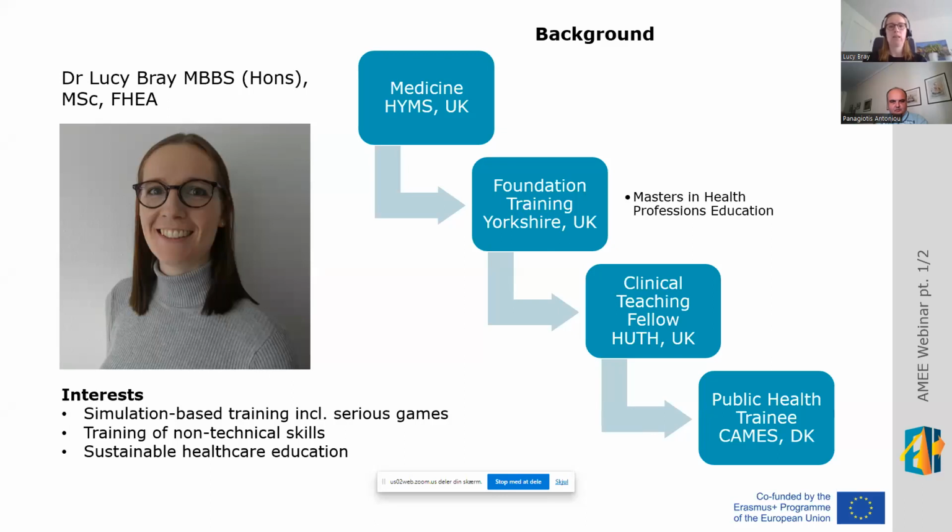I then used this in a year as a clinical teaching fellow at Hull University Teaching Hospitals, where I spent a year focusing on medical education and also research within medical education. And after this time, I moved to Denmark, and I'm now working as a public health trainee at an institution called CAMES. It's a large medical education organization, so I still have a big focus on medical education and research, and that's how I come to work with escape rooms.